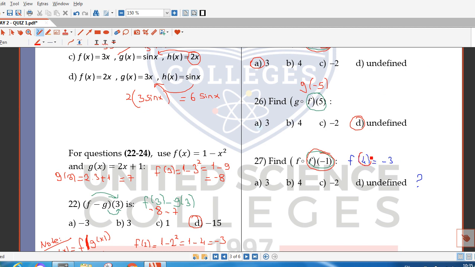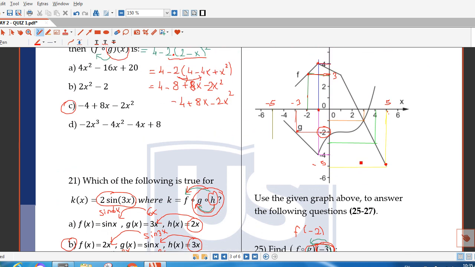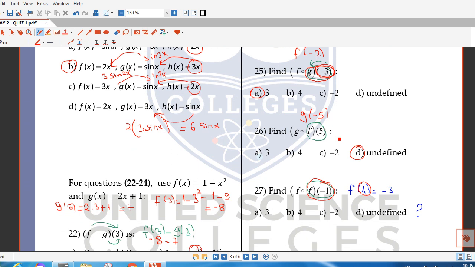Find 4 on the x-axis and go through function f. When you touch, go through to the y-axis, sorry, it is negative 3. So we need a correction. The answer is negative 3. So we can change either A or C. We know that the answer is going to be negative 3.